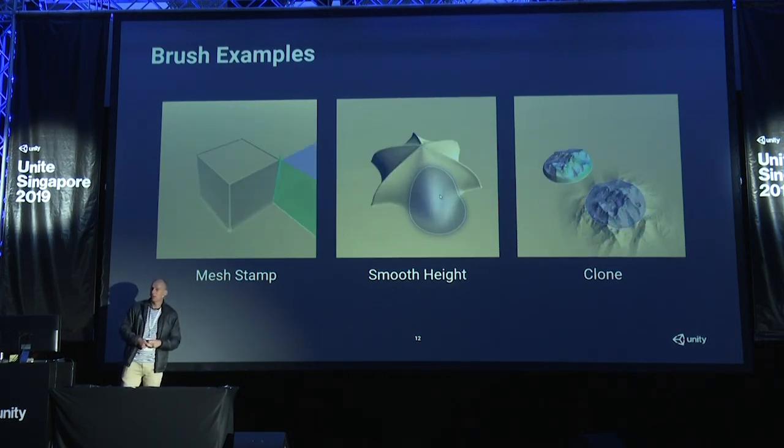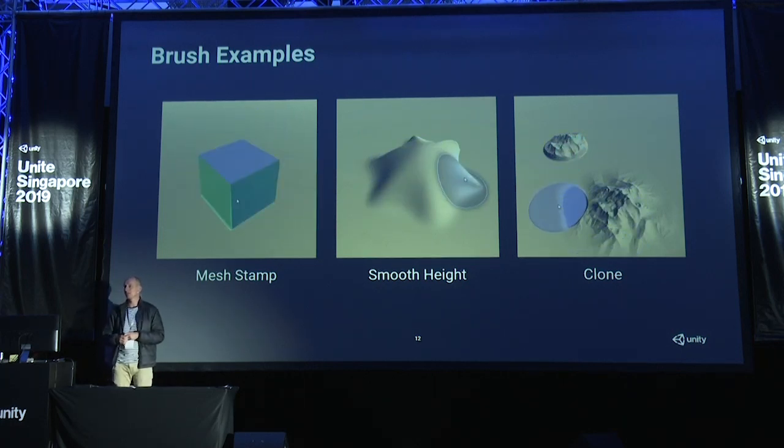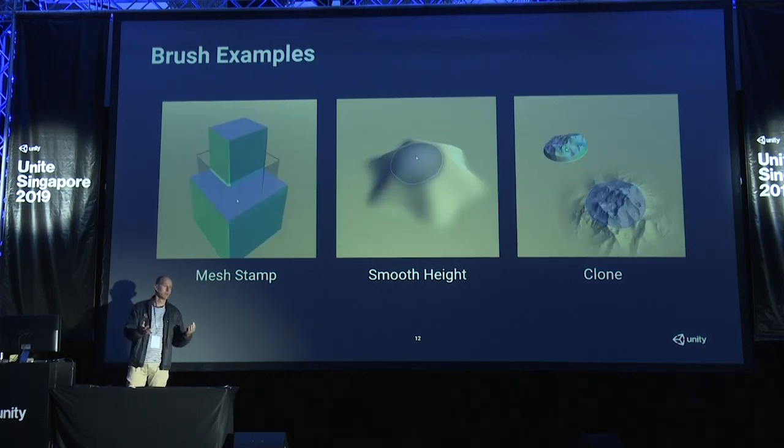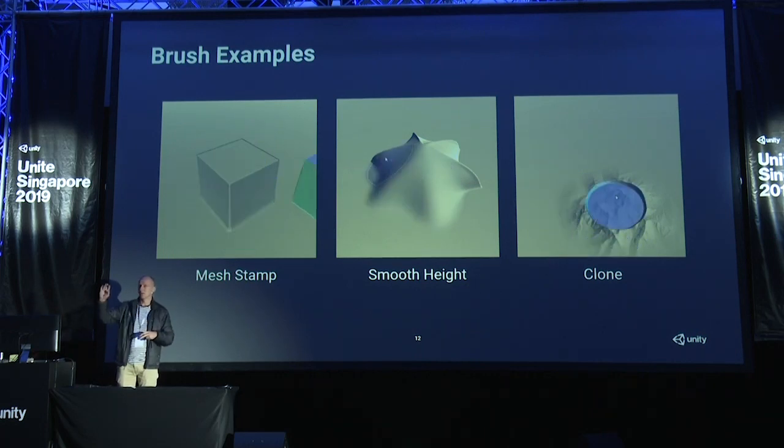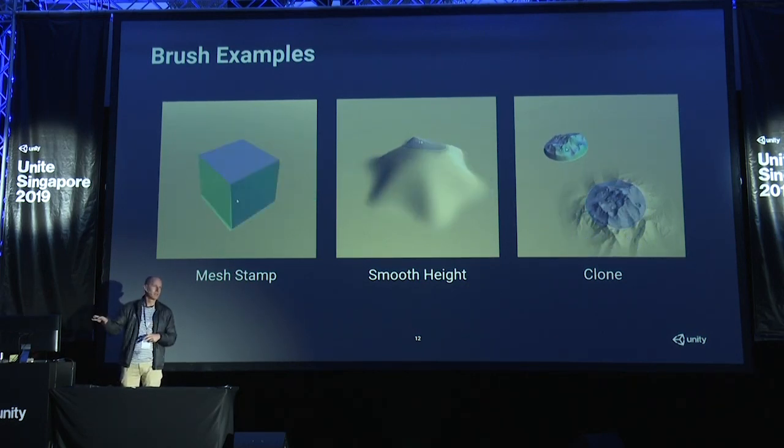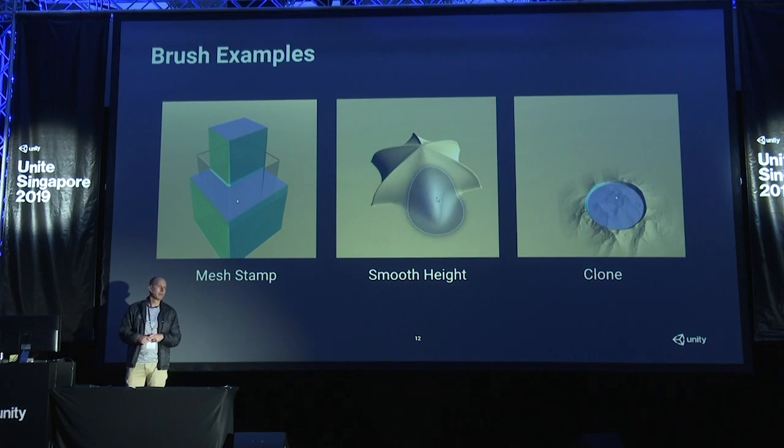Smoothing and cloning. So this is awesome. You can select part of your terrain and clone it. So you've spent a lot of time getting one cliff face, one mountain just right, where you can now reuse that around other areas of your terrain.